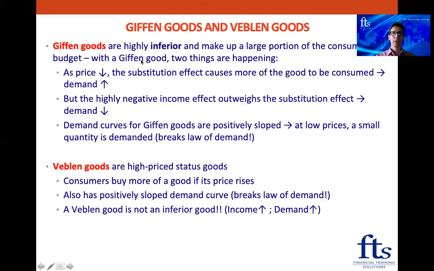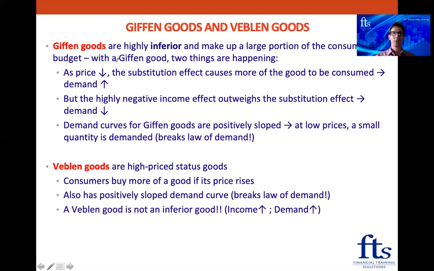So Giffen goods are highly inferior goods, and they make up a large portion of the consumer budget. In the CFA Institute curriculum, they give an example of a poor rural community in China, and this is actually from a real study, where most of the income was spent on rice. So this is the example they use where they got this Giffen good from, right?